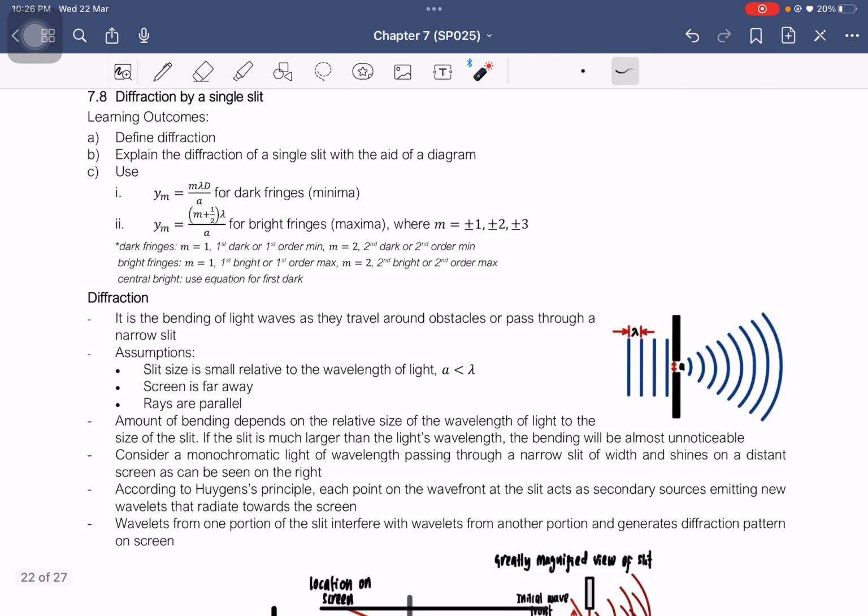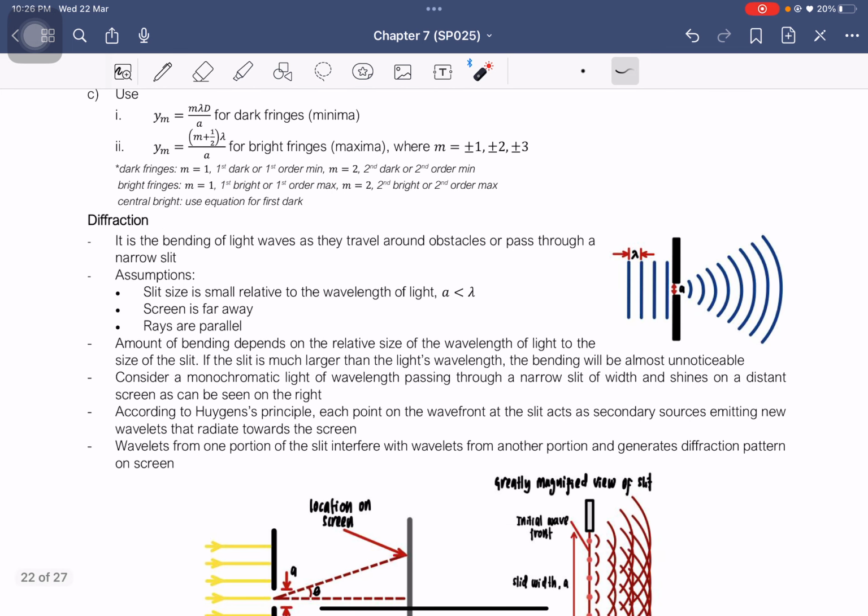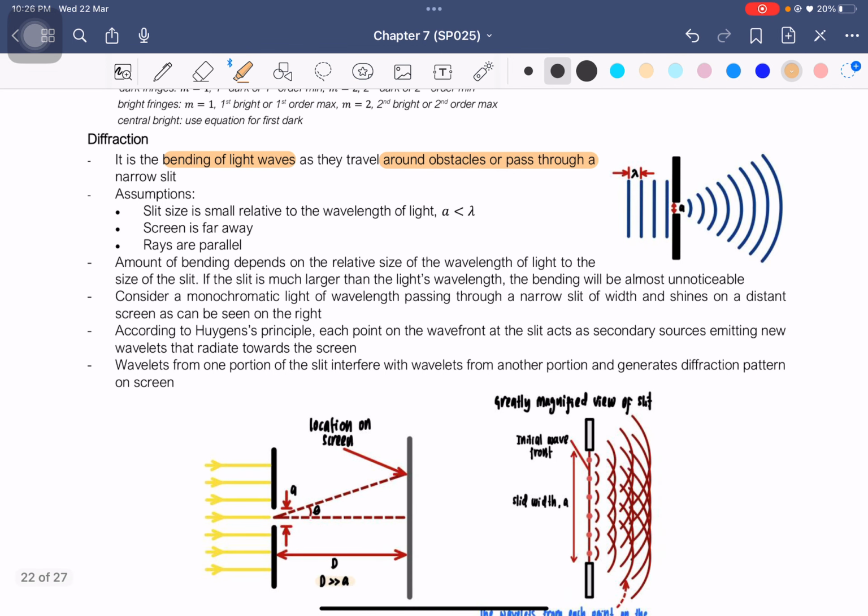Okay, so diffraction. Diffraction is the bending of light waves as they travel around obstacles or pass through a narrow slit. There are a few assumptions for this diffraction. The assumptions are the slit size should be small relative to the wavelength of light, the screen should be far away, and the rays should be parallel.